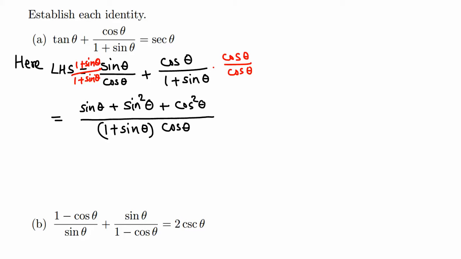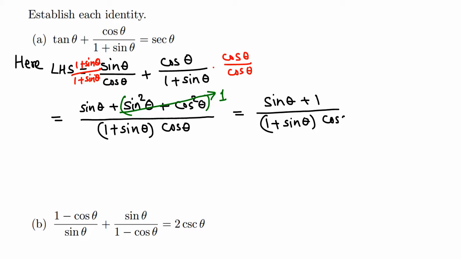Once we combine two fractions, we always work on the top and leave the bottom alone. Here we have sine square plus cosine square, and we know the famous formula, sine square plus cosine square is 1. That leaves sine theta plus 1 on the top over 1 plus sine theta times cosine theta.